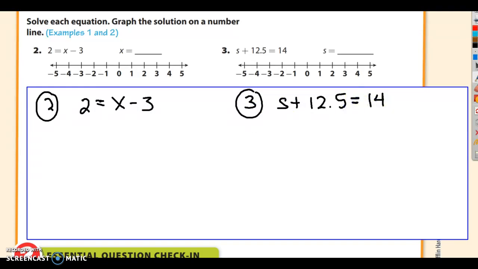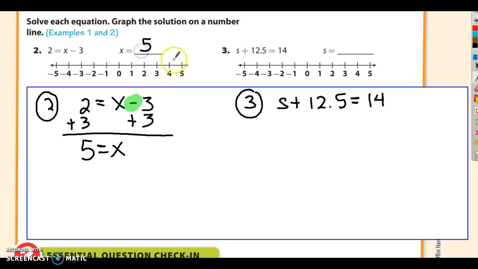All right, so number 2 is a subtraction problem. So I'm going to solve that by adding 3 to both sides of the equation. And then 2 plus 3 is 5. And negative 3 plus 3 cancel, so all that's left is x. The answer is x equals 5. So I'm going to put a dot on 5. It's that simple. I hope that makes sense to you.